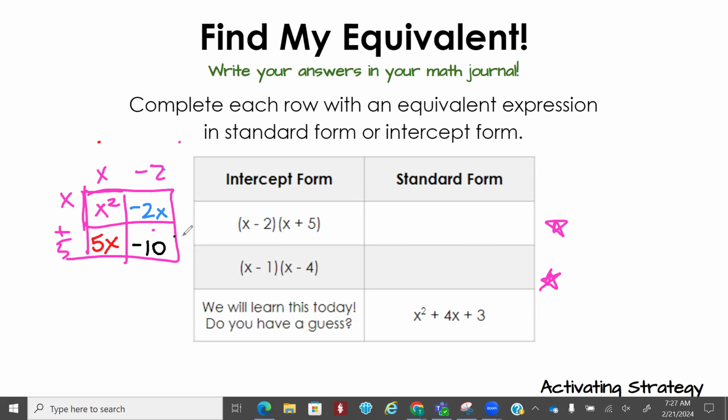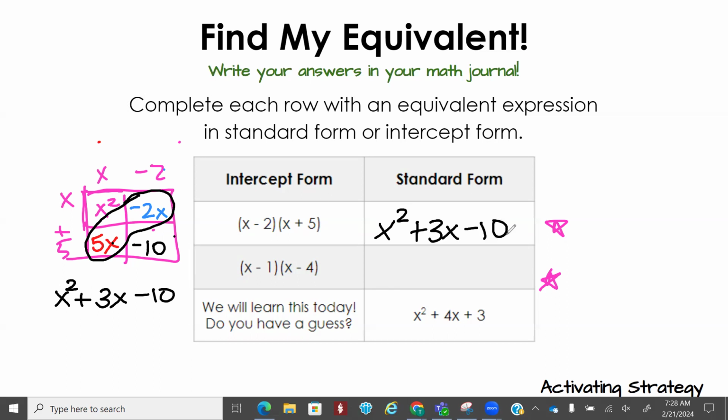Okay. Now you can write these out and then combine your like terms, or we're going to add on the diagonal. Okay. We see that these two things are going to be combined. So what's 5 minus 2? 3. So we're going to have 3x in the middle. This -10 can't be combined with anything. And this x squared is just going to be pulled out front because it can't be combined with anything. So our standard form is going to be x squared plus 3x minus 10.